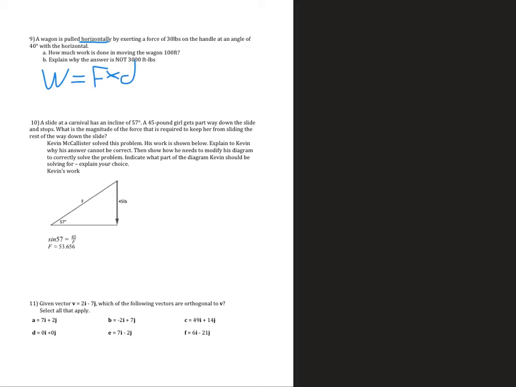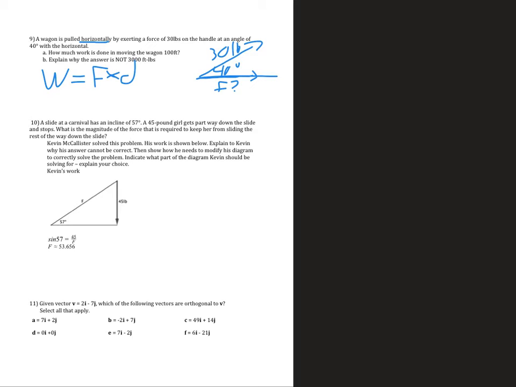So what that means, if we think about the situation, is that here's my 30, here's my 40 degrees. Not all of my 30-pound force is actually moving the wagon horizontally. Some of that is wasted force. So we have to figure out, well, how much force is actually going horizontally? What is that force component? Because that's the component of the force that actually matters.